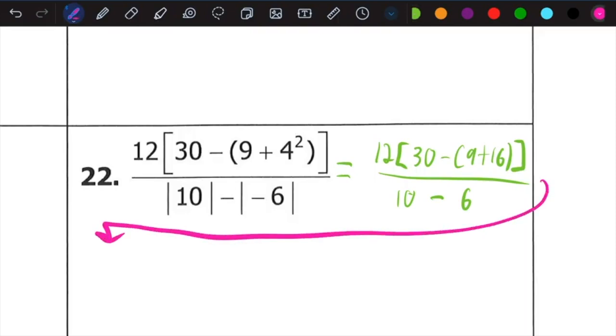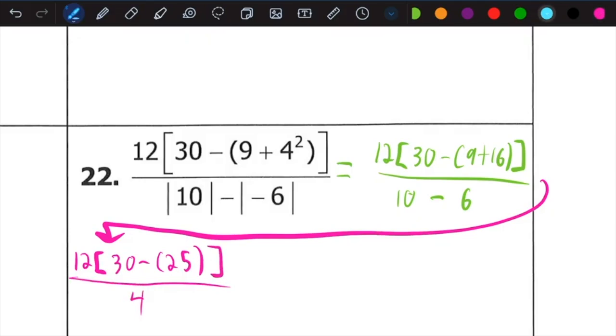Making room, I'm going to go over to the left again. In the numerator, that 12 is still hanging out there. That 30 is still hanging out there. The minus sign is still hanging out there. But 9 plus 16 is 25. On the bottom, 10 minus 6 is 4. On the top, 30 minus 25 inside the bracket is 5.